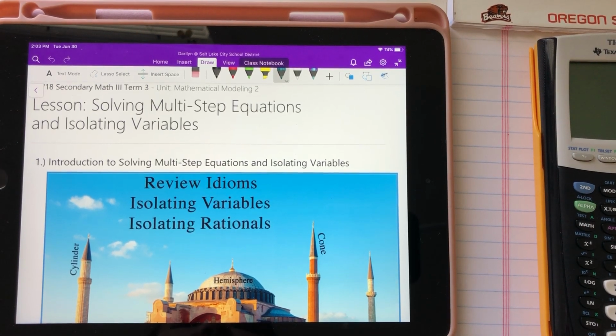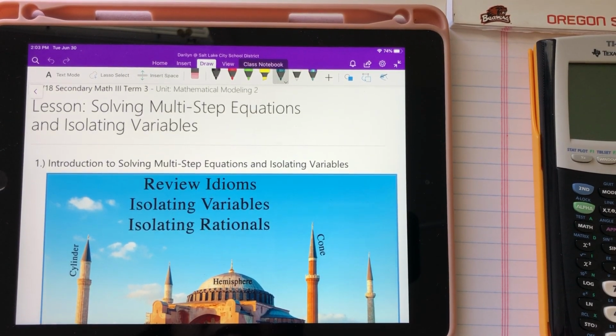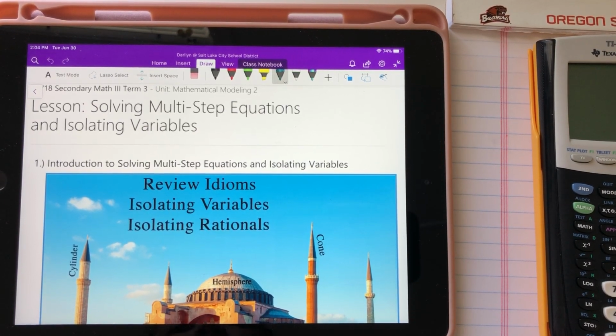Hey guys, welcome back. Today we are going to be talking about solving multi-step equations and isolating variables. This is Math 3, Term 3.